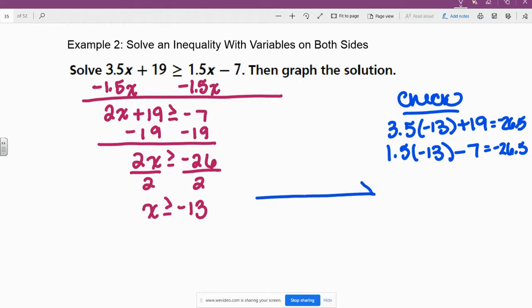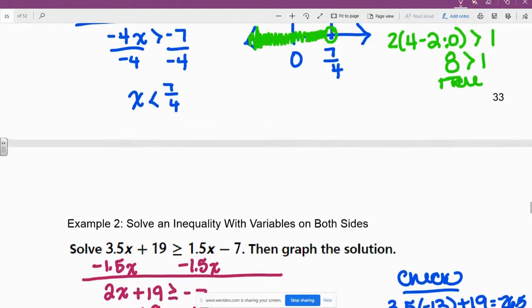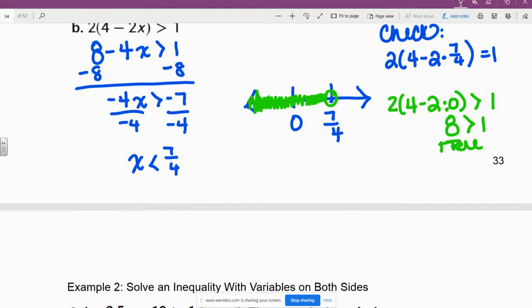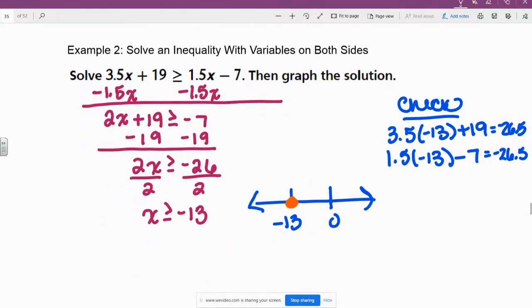So I can go ahead and make my number line. I'll put my 0 over here to the left since it's a negative number, and put my -13. It's equal to, so a solution can be -13. That's why you're going to close it, because it can be, like up here, it can't be positive 7/4. So you leave it open, but it can be anything to the left of that. Down here, it can be -13. And I'll read my solution again. X is greater than or equal to -13. Since it's greater, we're going to go to the right.